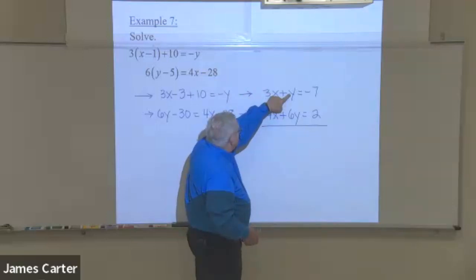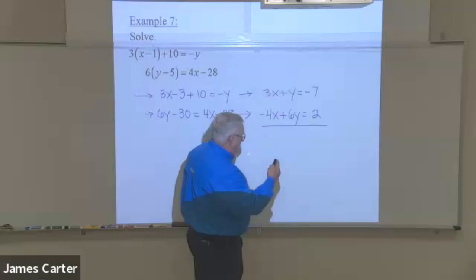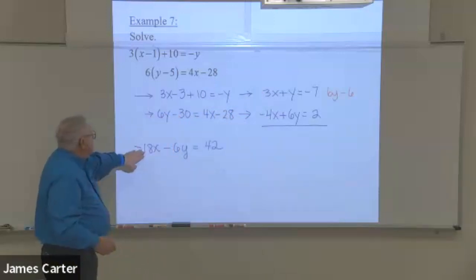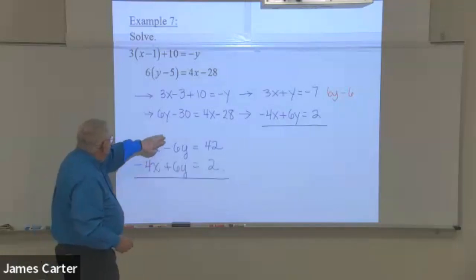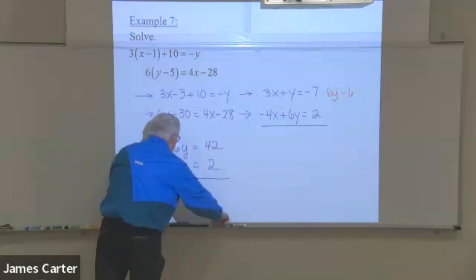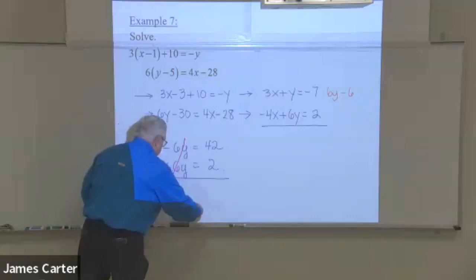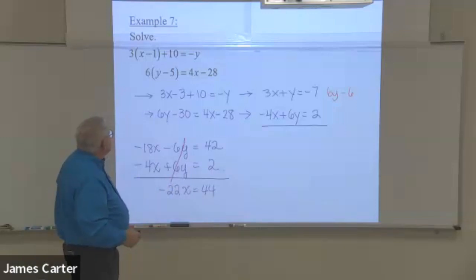It's easiest to multiply this by -6 to get an opposite pair instead of multiplying this by 4 and that one by 3. So we're going to multiply this by -6, resulting in this equation. We just bring over the second equation, and in this case, these two will cancel, leaving this, which is 22 - 22x equals 44. Divide both sides by -2, and we get that.